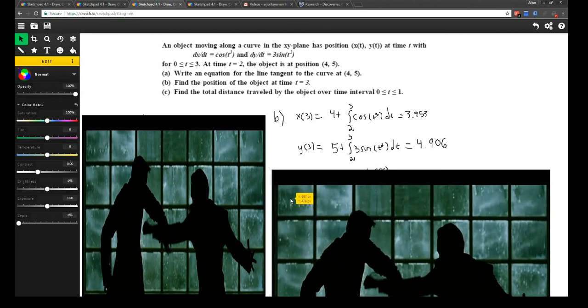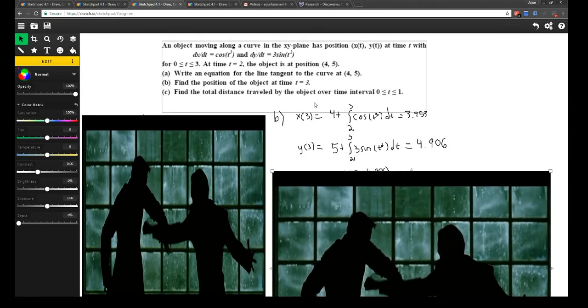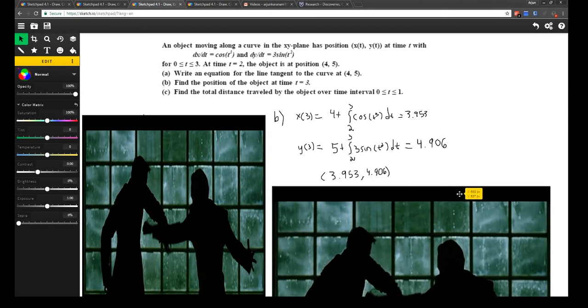For part B, what you need to do is simply use the initial conditions and then use the integral to find the position at a certain time. And so we know that at time t equals 2, the x position is 4, and then we find the integral from 2 to 3 that the object travels based on the velocity function, so we take the integral of that. And so we get that the x position at t equals 3 is 3.953. We do the same thing for y, take the initial position, and then integrate from 2 to 3, and we get that the y position is 4.906, for this being our final position.